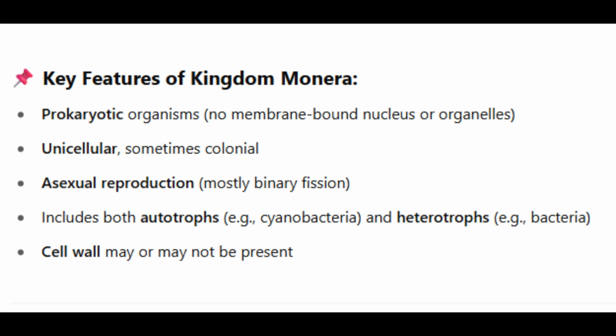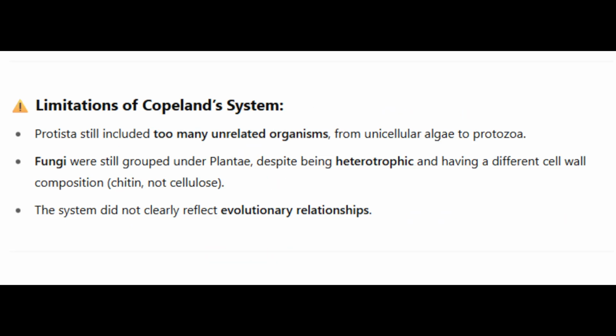Includes both autotrophs, e.g. cyanobacteria, and heterotrophs, e.g. bacteria. Cell wall may or may not be present. Limitations of Copeland's system. Protista still included too many unrelated organisms, from unicellular algae to protozoa. Fungi were still grouped under Plantae, despite being heterotrophic and having a different cell wall composition, chitin, not cellulose. The system did not clearly reflect evolutionary relationships.